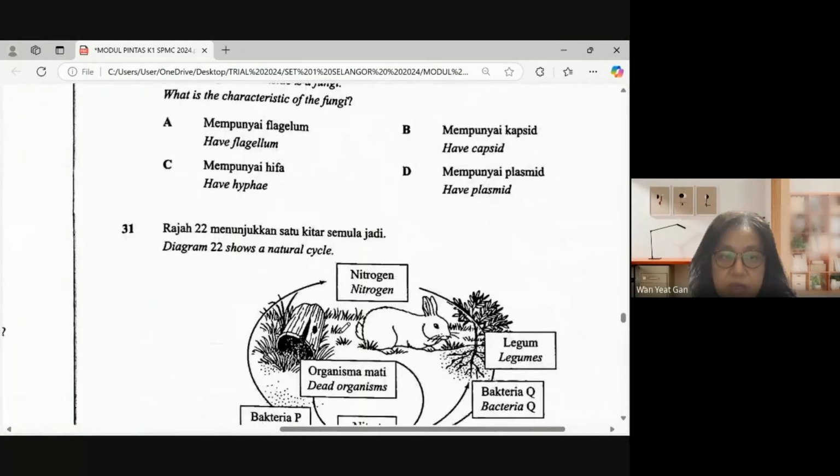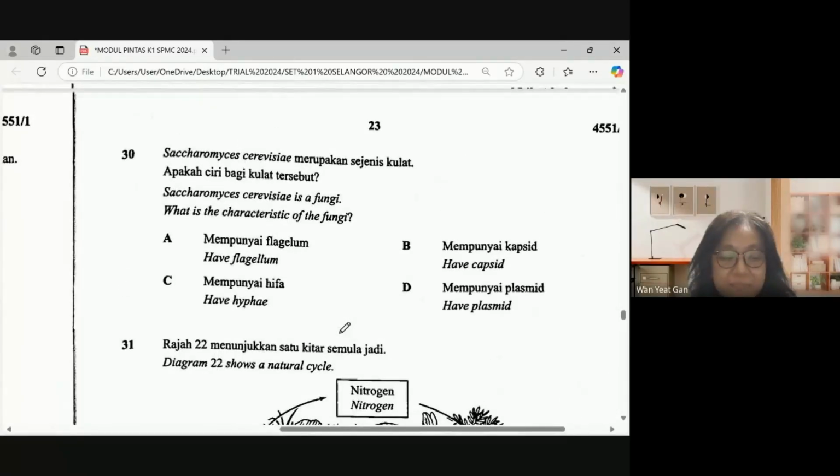Okay, question 30. Now, question 30 is about Saccharomyces cerevisiae, which is a fungus. What is the characteristic of a fungus? Now, fungi have hyphae, which form a network of mycelium. Fungi do not have flagellum. They don't have capsid. Capsid is found in virus, and plasmid is found in bacteria.